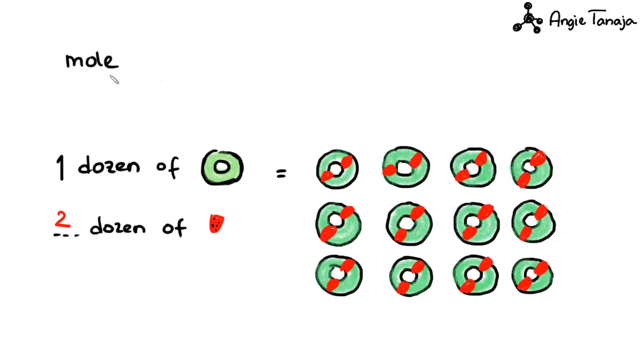Okay. Now, if we want to talk about the mole, it is kind of similar to dozen. If dozen is 1,000 is equal to 12 pieces, then one mole is equal to 6.02 times 10 to the 23 particle.